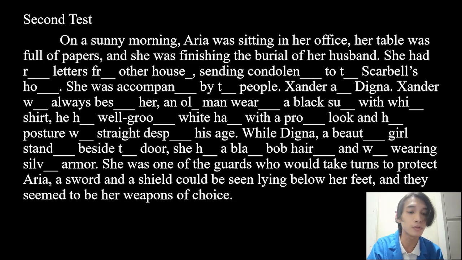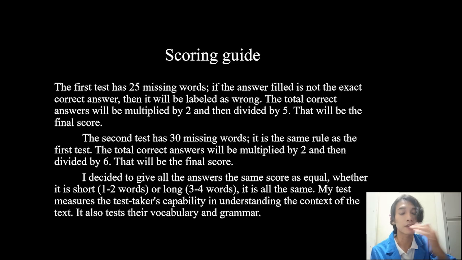He has well-groomed white hair with a proper look, and his posture was straight, despite his age. While Digna, a beautiful girl standing beside the door, has a black bob haircut and was wearing silver armor. She was one of the guards who will take turns to protect Arya. A sword and a shield could be seen lying below her feet, and they seem to be her weapons of choice.